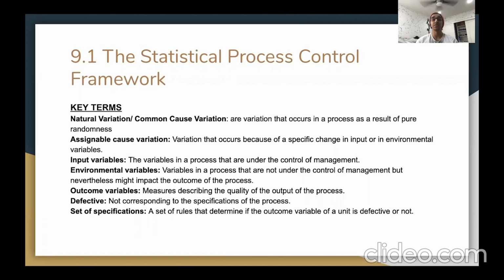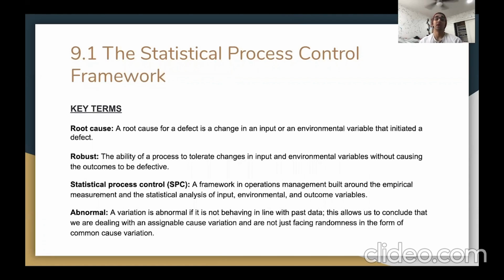Defective is a term to show that something does not correspond to the specifications of the process. The set of specifications is a set of rules that determine if the outcome variable of a unit is defective or not. So management might set some specifications, and if the output does not match those specifications, then they can rule that it is defective. Continuing, a root cause for a defect is a change in an input or an environmental variable that has initiated a defect. And robust is the ability of a process to tolerate changes in input and environmental variables without causing the outcomes to be defective.